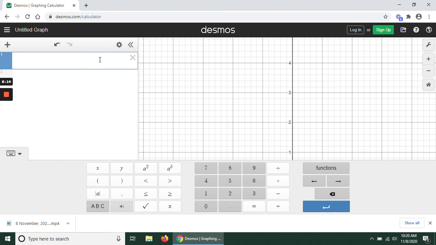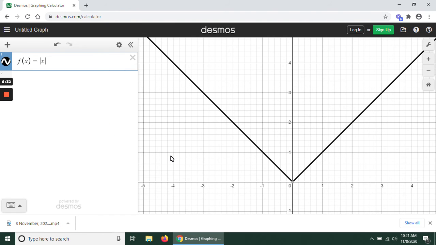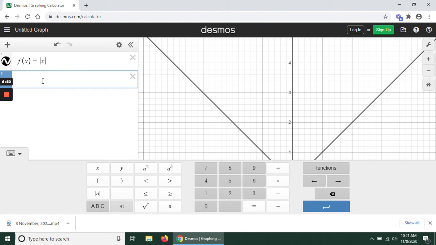So I'm going to type another parent function. I'm going to use the absolute value function. Here we have our parent graph for the absolute value function. Now I'm going to add positive 1 to my parent function, which is the absolute value of x. So f of x is equal to the absolute value of x, and I'm going to add 1.